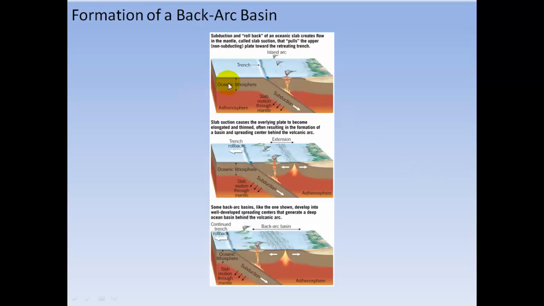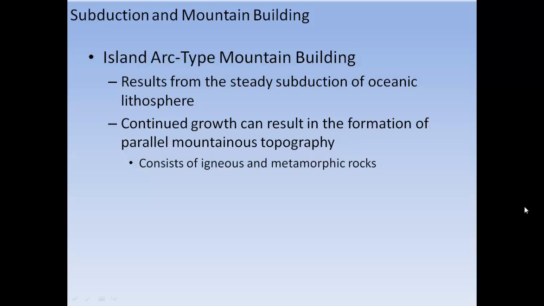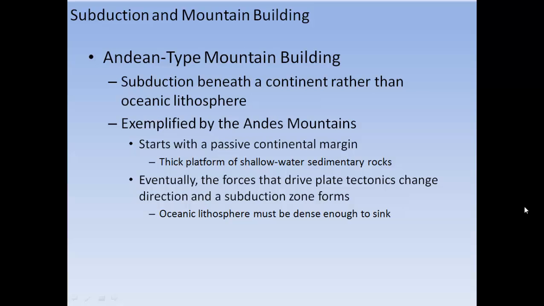So here we have our subduction and our volcanic arc being formed, and this is going to cause slab motion. It's going to cause some pulling, or the trench to roll back, causing this tensional force trying to stretch out this basin here, causing this back arc basin to form. Island arc type mountain building results from steady subduction of oceanic lithosphere. Continued growth can result in the formation of parallel mountainous topography, consisting of igneous and metamorphic rocks.